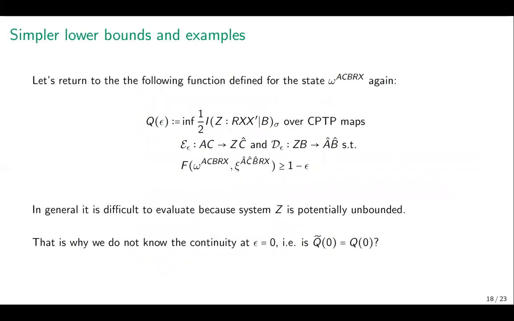Okay, in order to remind ourselves of this Q epsilon function, let's just review it again. So we had this Q epsilon equal to the infimum of this specific mutual information over all CPTP maps. Basically, they are one-shot encoder and decoders, the encoder taking systems A and C to the compressed information and C hat, and also a decoder which takes the compressed information and system B and reconstructs the side information and system A hat in such a way that the per copy fidelity is preserved for this specific omega. Okay. In general, as I mentioned before, system Z here is potentially unbounded. So, for example, we cannot use compactness to show whether this function is continuous at 0 or not. And essentially, we don't know whether Q of 0 is equal to the limit of the function at 0.